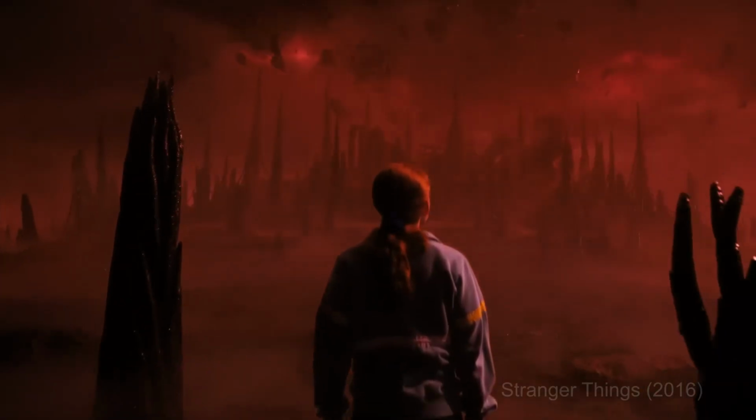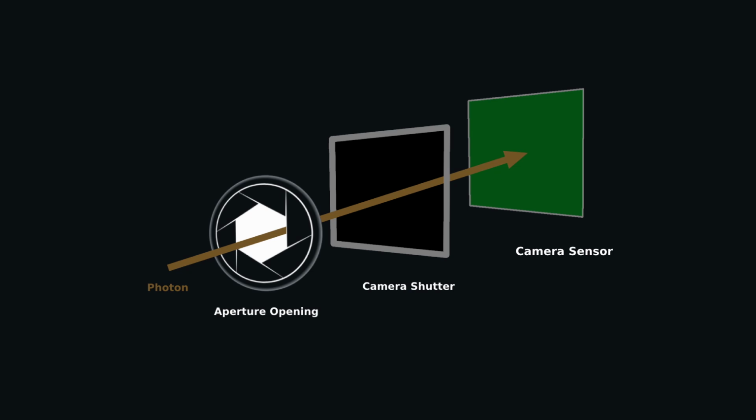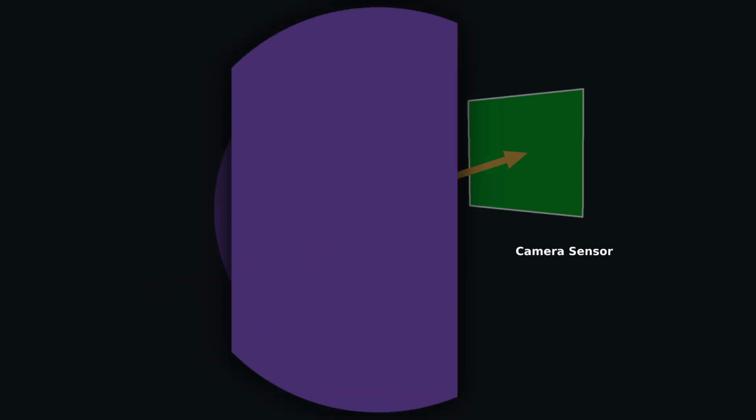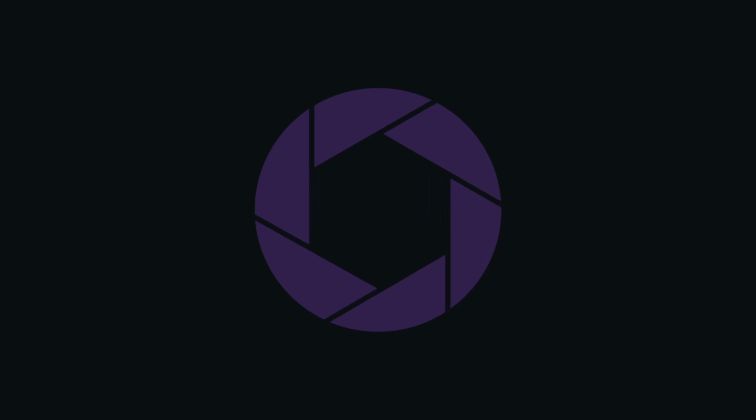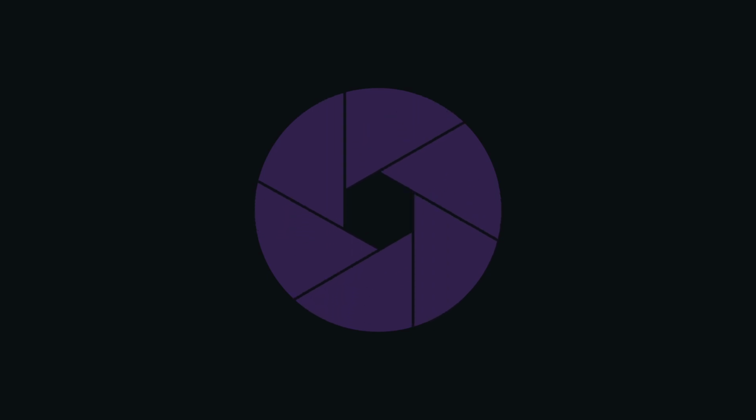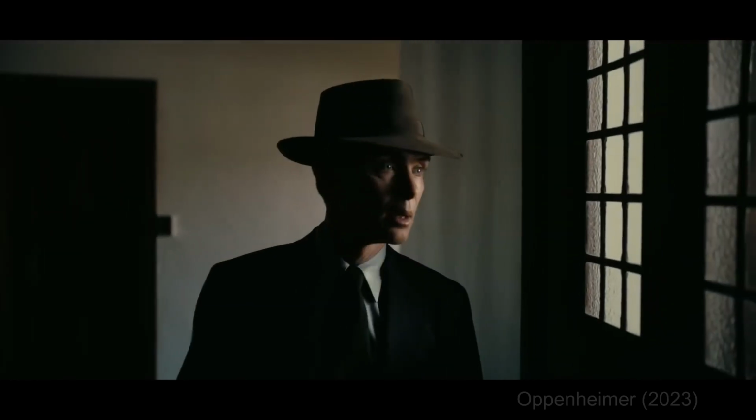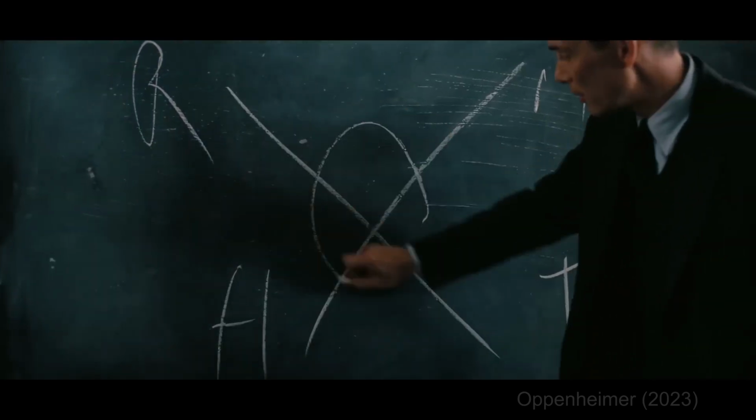Aperture refers to the opening in a lens through which light passes to enter the camera. The size of the aperture is measured in f-stops, such as f2.8, f4, f8, or f16. These numbers represent the ratio of the lens's focal length to the diameter of the aperture opening, determining the amount of light that reaches the sensor and influencing the depth of field.